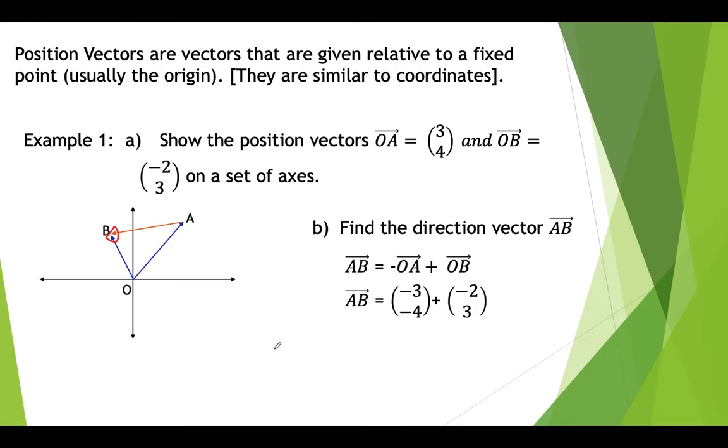This is when we find this kind of notation handy because obviously we're going to add our i components and then add our j components. And then finally we get the direction AB is (-5, -1).